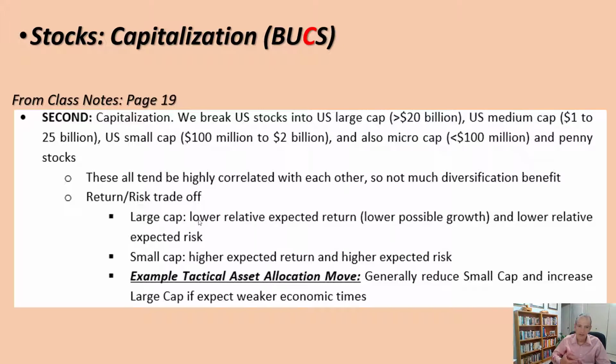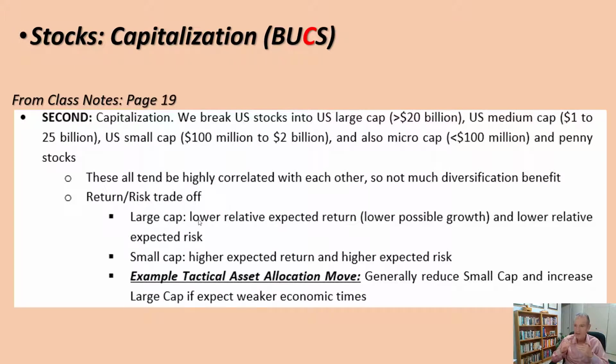All right, so you've got your subcategories, you've got the definitions. So your tactical move: small cap tend to be higher beta companies. They tend to be more sensitive to recessions. So if you're expecting a recession, you want to reduce your small cap. So if you're expecting a recession, you want to reduce stocks overall, but within stocks, you want to move from small cap, reduce your small cap, and increase your large cap within stocks.